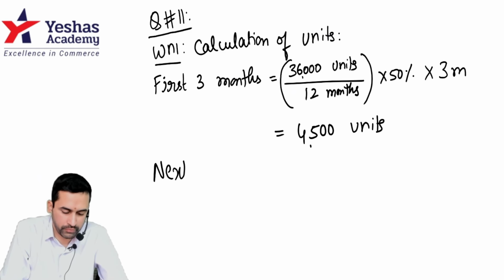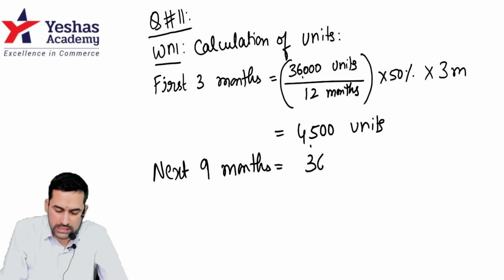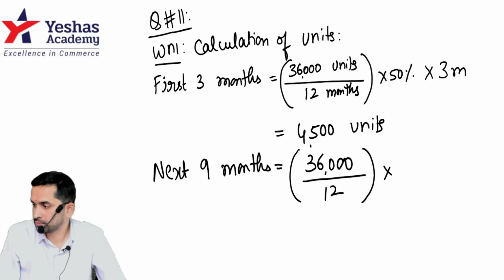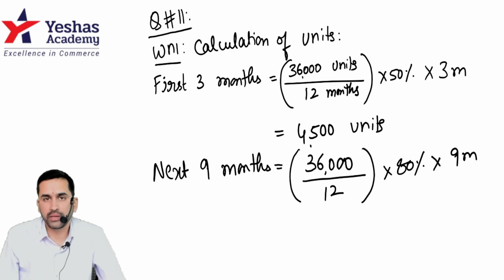Same way, next 9 months, same 36,000 units by 12. You have used 80% capacity, should be multiplied.